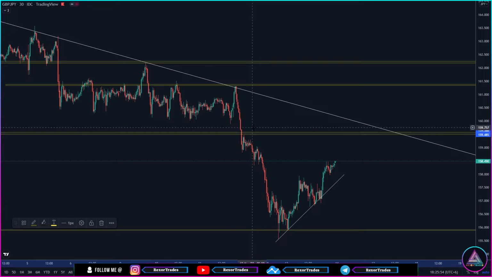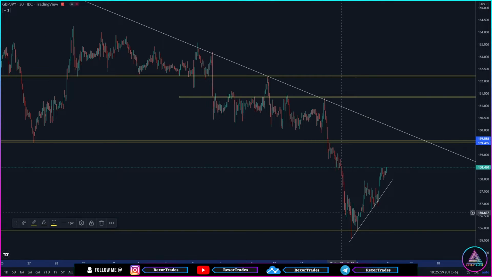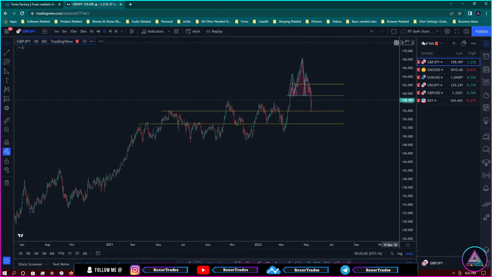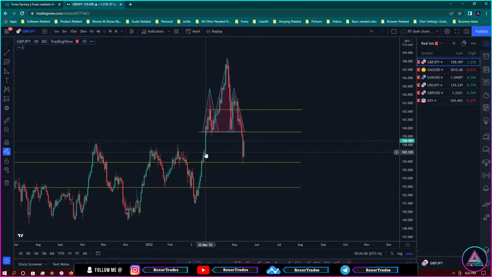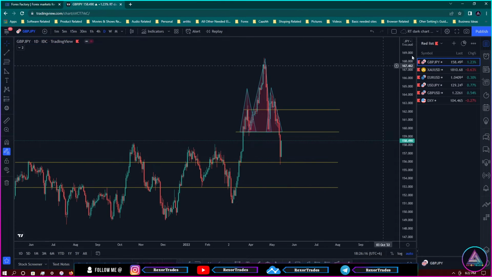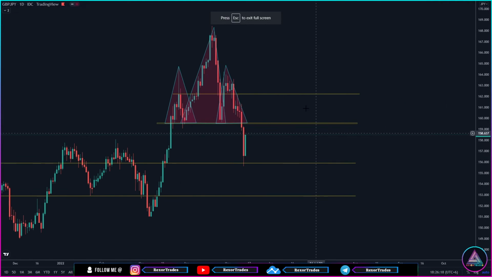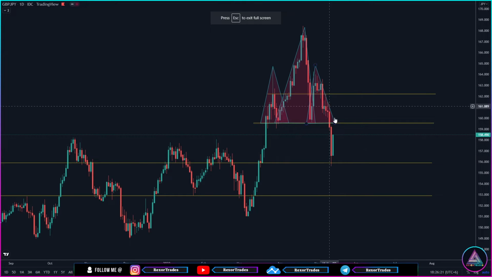anticipating GBPJPY on a higher time frame to come all the way down to retest this low over here, where we closed our trades, which is at this low over here. So we entered right around here on the breakout of that structure and closed our trades on this low right around here.